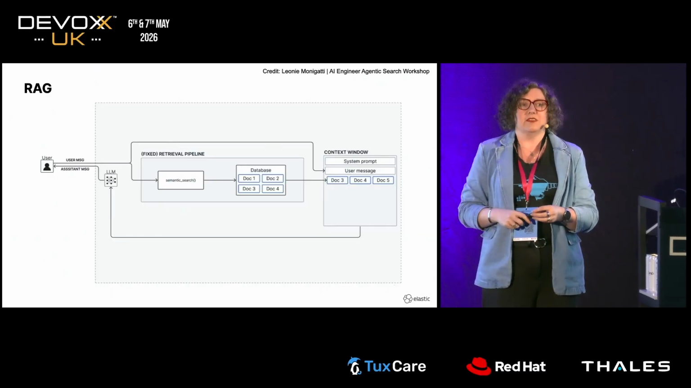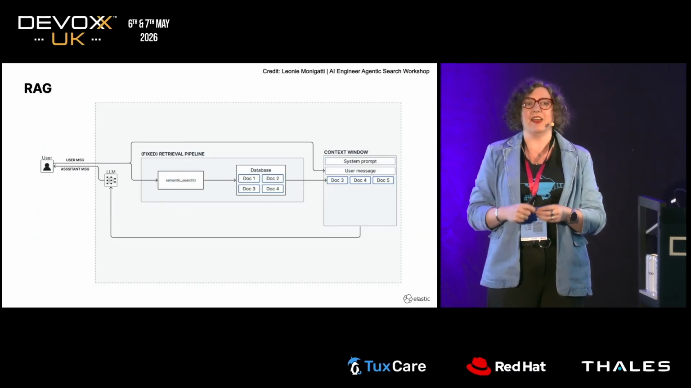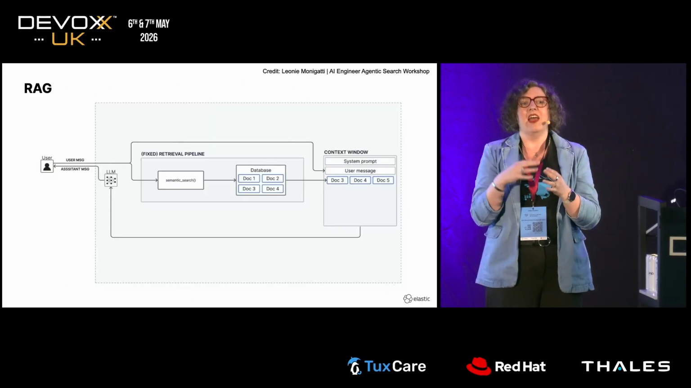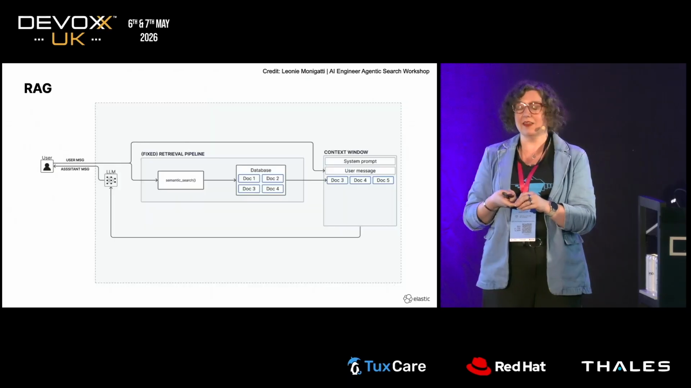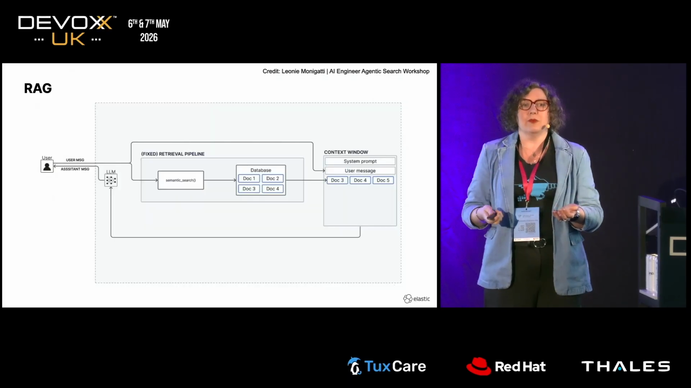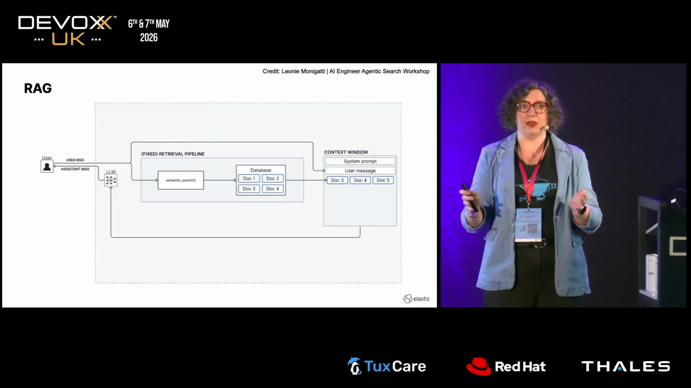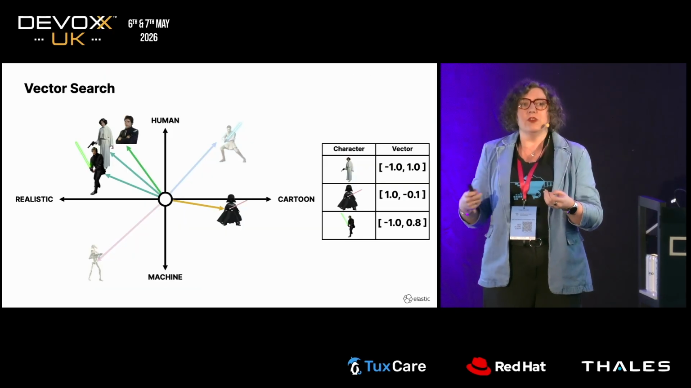The problem with this is that it gets called exactly once. It gets called no matter what, irrespective of whether we need access to that data in order to perform the task. And also, if we need more information, it's not going to go off and recall and try and do something else. It's a fixed pipeline. It often uses vector search.